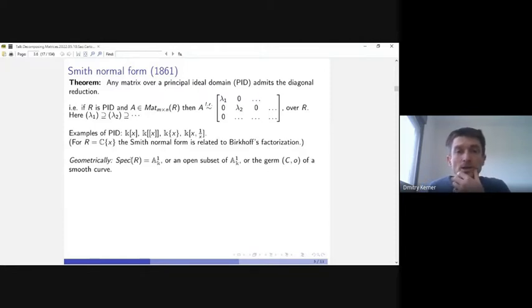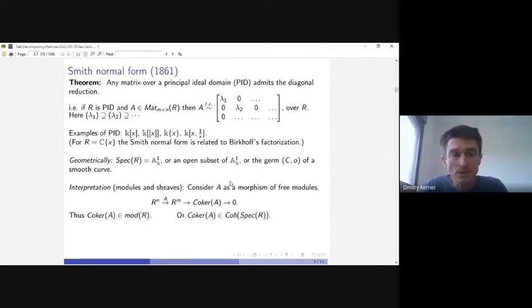Now, geometrically, these rings, they correspond to basically one-dimensional varieties, so one-dimensional schemes, if you prefer. Yes, so if R is one of such rings, then spec of R is either just the affine line, or maybe an affine subset, so an open subset of this affine line, or it could be the germ of a smooth curve. Yes, and usually in singularity theory, the germ of a smooth curve is not something very interesting. And once again, every time it is of dimension 1 geometrically.